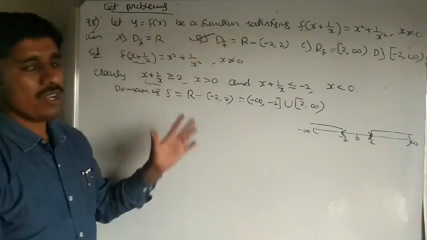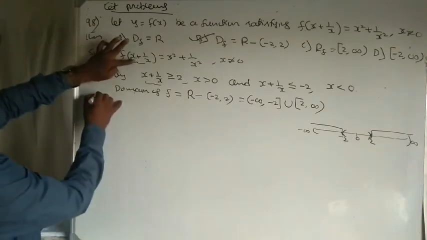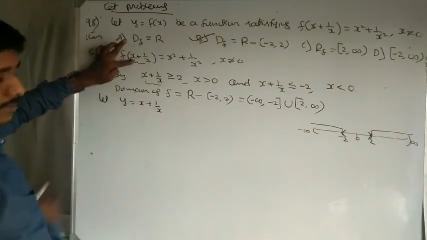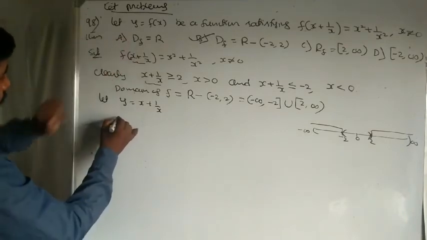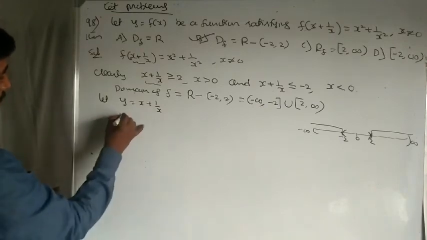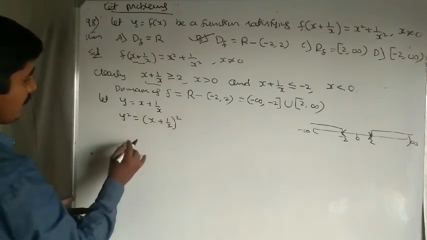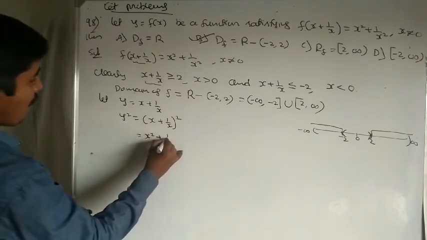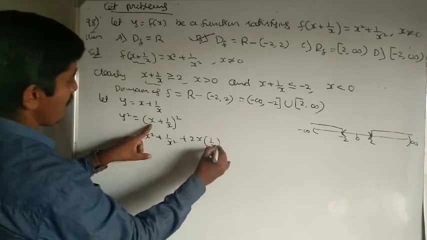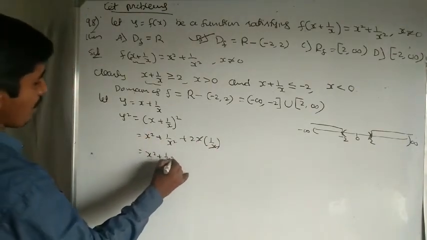Okay. Next, we can find the range of the function. Let me take y equal to x plus 1 by x. Very important one. Y square, because the RHS contains x square plus 1 by x square. Squaring on both sides, x square plus 1 by x square plus 2ab, 2 into x into 1 by x, gets cancelled. So x square plus 1 by x square plus 2.